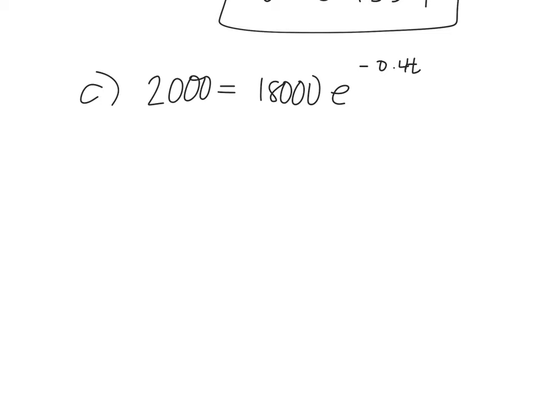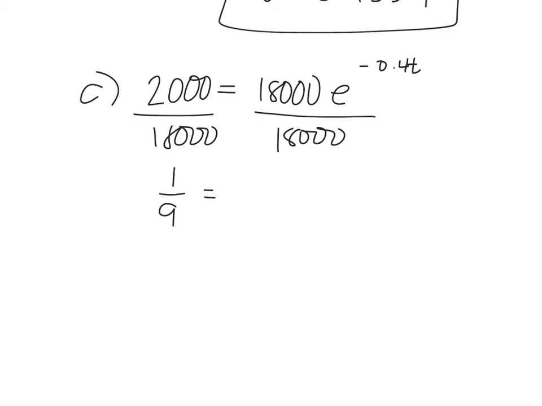Well, if they're multiplied together, what do I do? Oh, just have to divide. So divide by 18,000, divide by 18,000. So I'll get, let's see, 1/9 equals e to the negative 0.4t. Now, in this case, again, I have the choice between log and natural log. In this case, since my base is e, I will use the natural log. So I'll take the ln, take the ln.